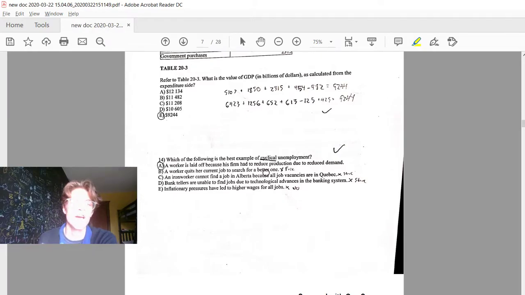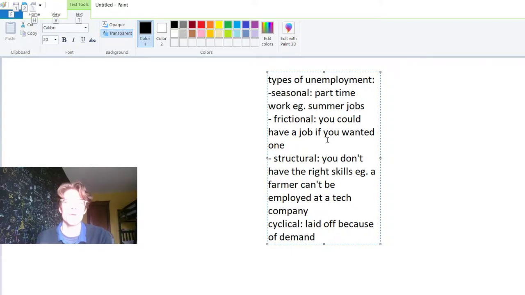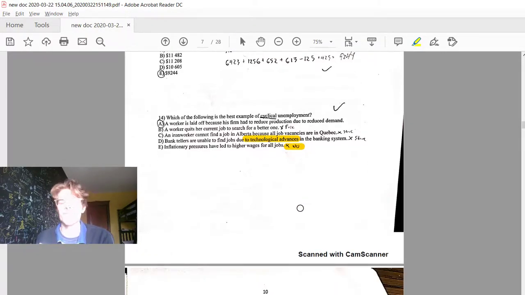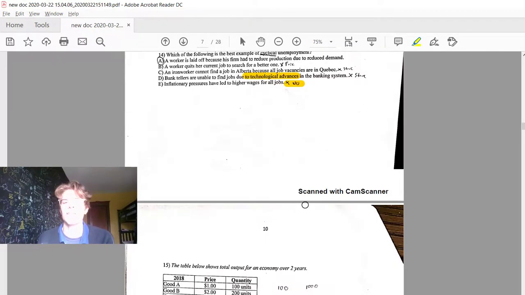We'll go through them. So a worker quits their job to find a better one. That's being frictionally unemployed. You could have a job, you just don't really want one, or like you don't have one in this moment. An iron worker cannot find a job in Alberta because all job vacancies are in Quebec. I'd say that's structural. They're not in the right spot, right? Like the farmer, they could find a job as a farmer, but not in like Silicon Valley or something where all the tech companies are. So they're structurally unemployed just where they are. But the most common example of being structurally unemployed is technological advances. You don't have the right technological skills. And inflationary pressures have led to higher wages for all jobs. That's not a case of unemployment. I just wrote no. So go through them, kind of narrow them down, and use your best judgment.